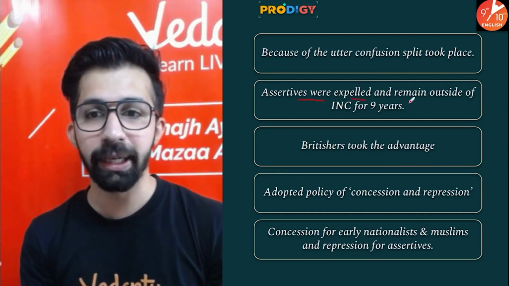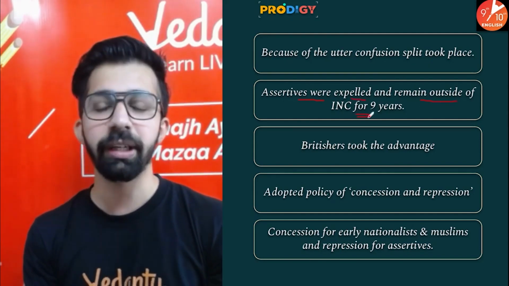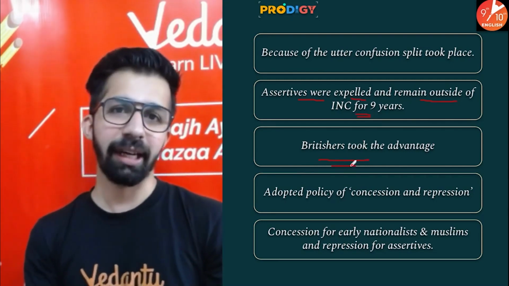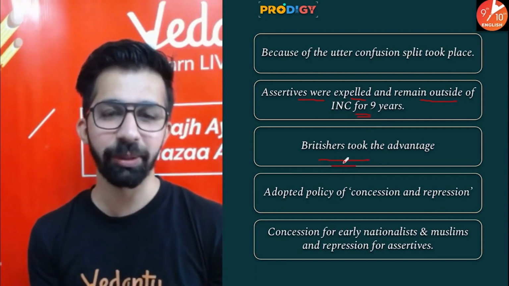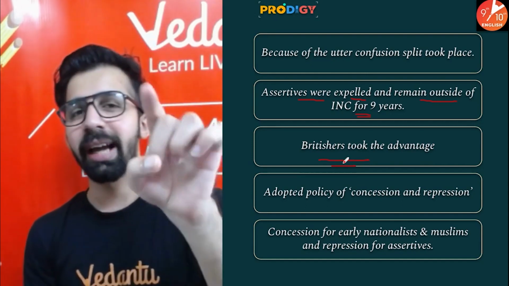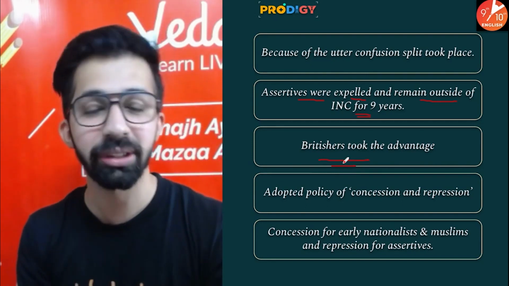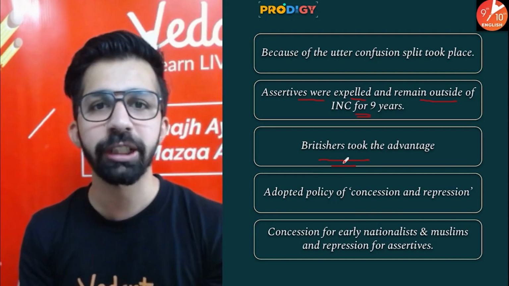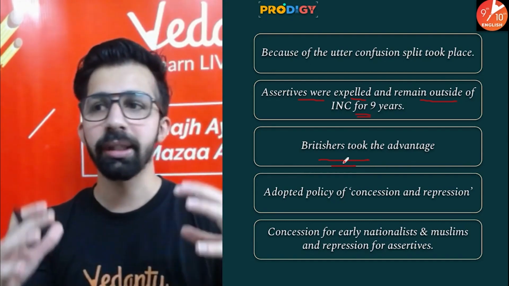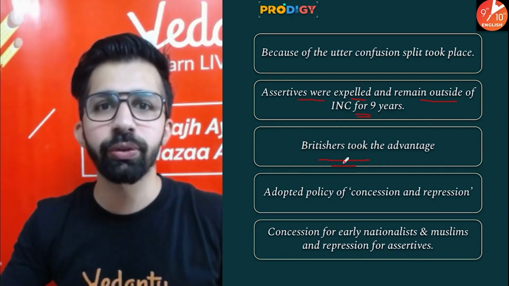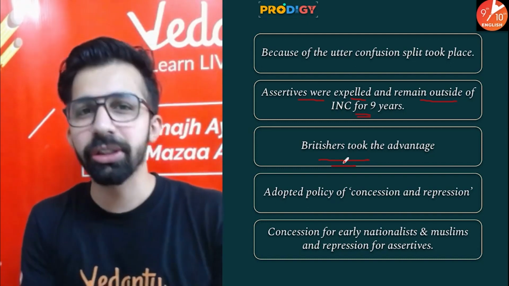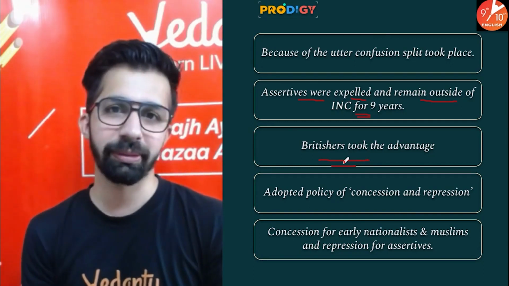Assertives were expelled and remained outside of Indian National Congress for 9 years. And guys, understand, there were a lot of clashes between assertive and early nationalists within Indian National Congress, and who took full advantage of this situation? Britishers took full advantage of this situation. Guys, to be very frank, I believe that is due to the stupidity done by Indians, and that is Indian National Congress. Britishers were taking full advantage of this situation.